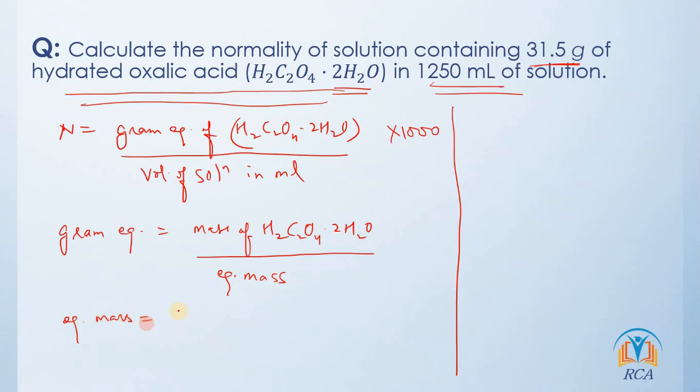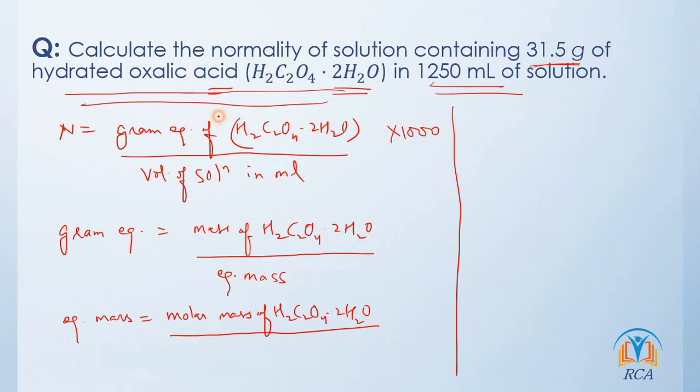Equivalent mass is calculated as what? It is calculated as molecular mass, so molar mass of H2C2O4.2H2O divided by its acidity or basicity. I had told you this thing, right? Divided by its acidity or basicity.